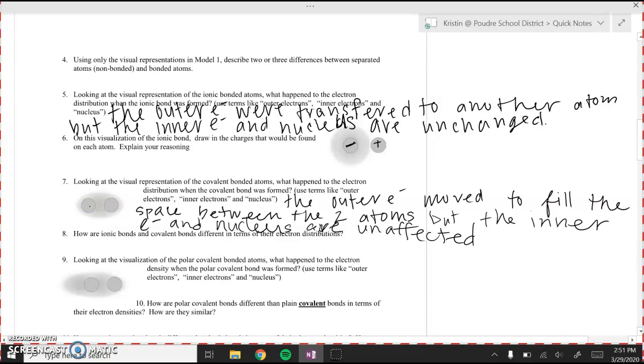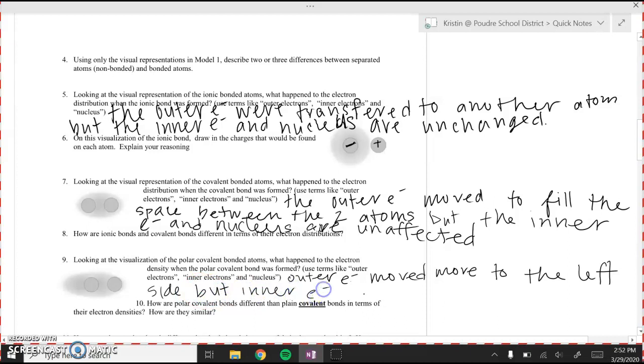Looking at the visualization of the polar covalent bonded atoms, what happened to the electron density when the polar covalent bond was formed? So the outer electrons moved more to the left side, but inner electrons and nucleus were unchanged.